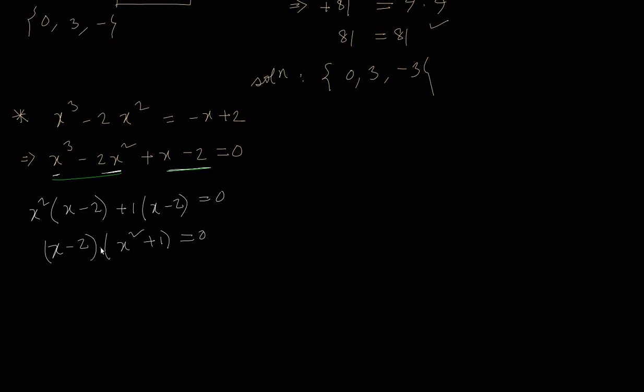Now again, these are two mathematical expressions in product form, so I can write x minus 2 equal to 0 and x square plus 1 equals 0. So from x minus 2 equal to 0, I can say x equals 2.